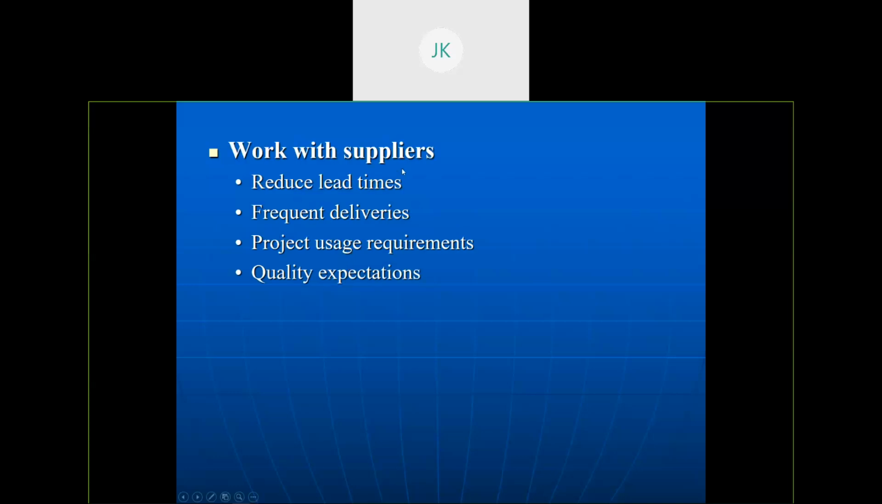Work with suppliers, reduce lead time, using a focused factory network, and reduce lead time, delivery time, and so on. And frequent delivery, using small lot size ordering, then frequent delivery is possible. So focused factory network, reduce lead time, smaller size ordering, frequent delivery. And project research requirements to develop new products, usually working with suppliers to reduce the project time, and then better product, high quality product, and quality expectations. Quality at the source: suppliers produce and then inspect to be 100% sure, then send to the next stage, and so on.